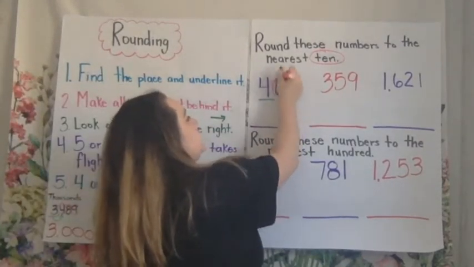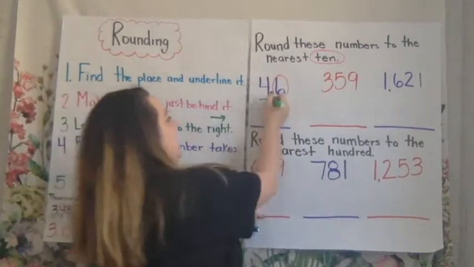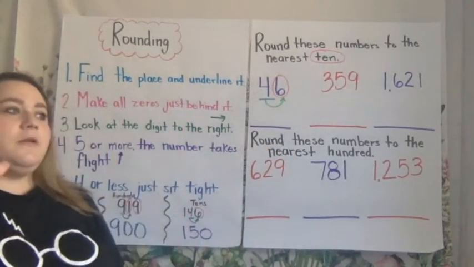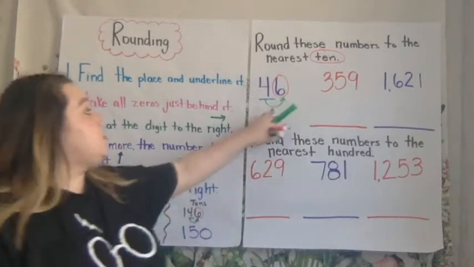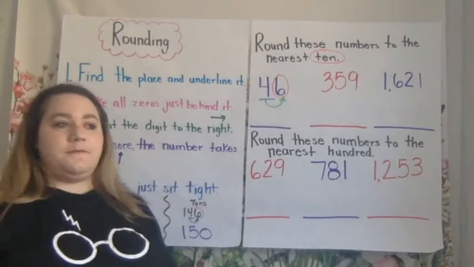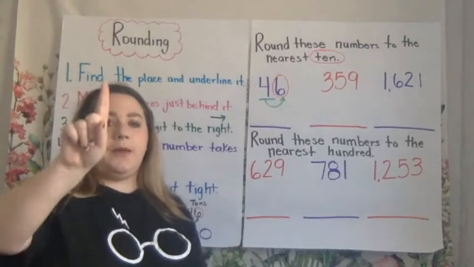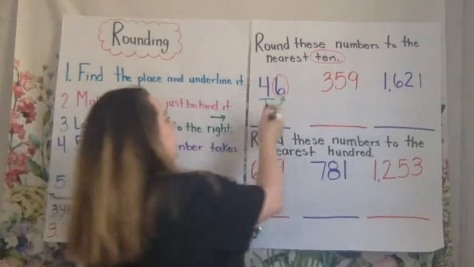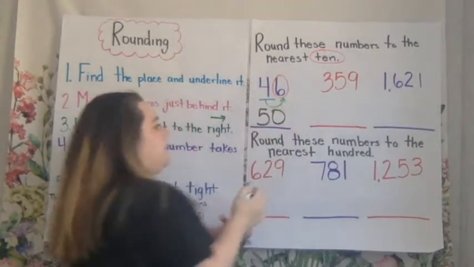So that 6 is going to turn into a 0. But first, I have to look to the right. So when I look just to the right, the number's a 6. 5 or more, the number takes flight. 4 or less, it sits tight. So I see already this is a 6. 6 is bigger than 5, so it is 5 or more. This number is going to go up by 1. So what's 1 more than 4? 5. My answer is 50.